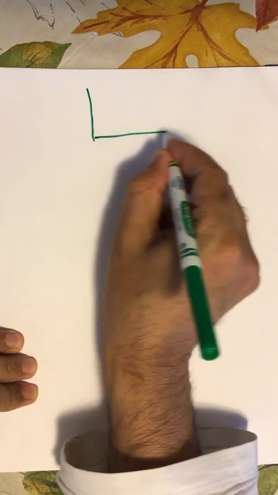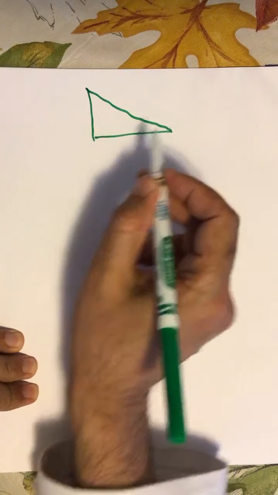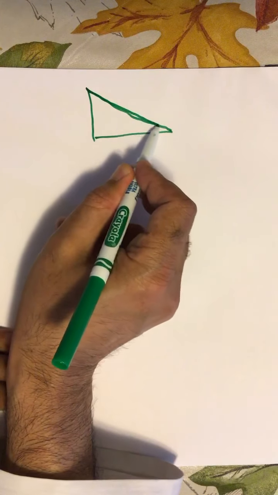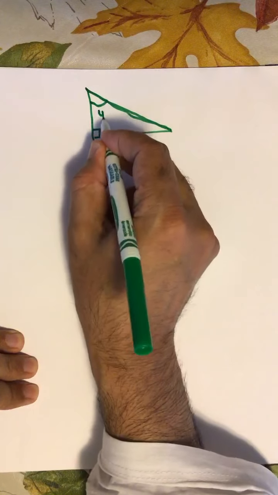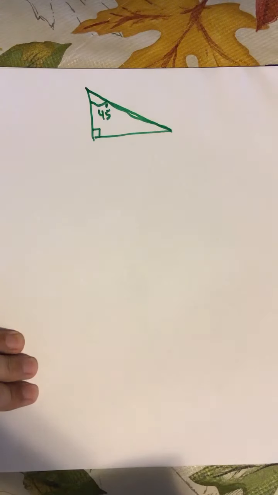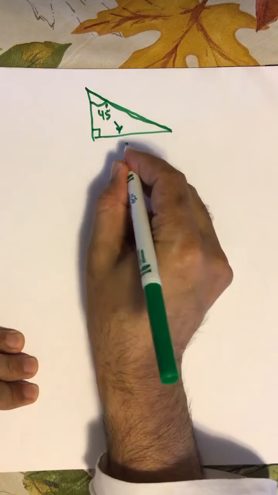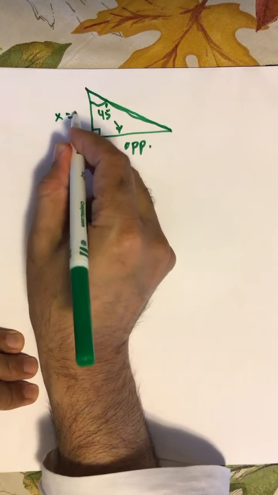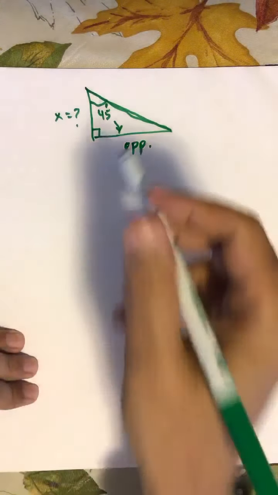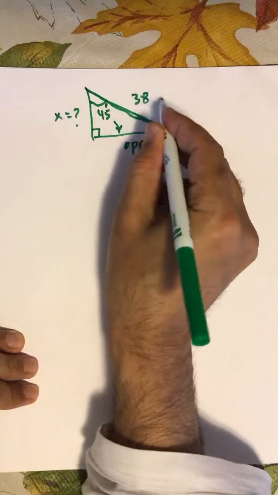We're going to do another example. This is our right triangle, with the 90 degrees angle. This time, let's say this is my 45 degrees angle. This will be the opposite side, and the adjacent is what we're trying to find. The hypotenuse is, let's say, 38 centimeters.